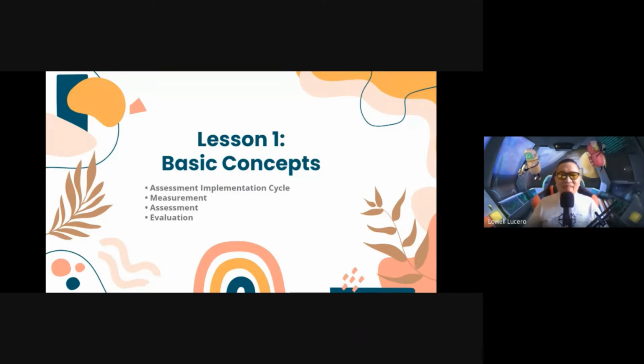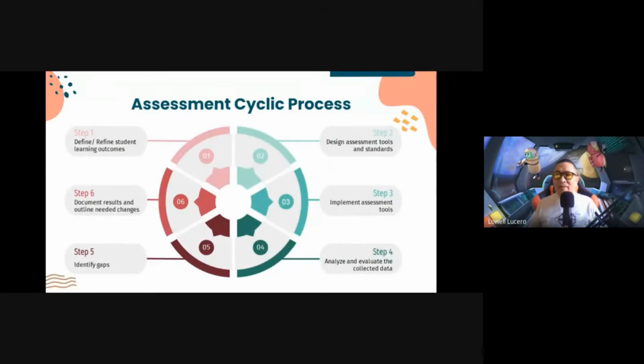Now, let's go back to the concepts. Before we start, I know you have read this already, but as I've said, this is only a recap of this topic, the basic concepts. So the assessment actually starts with the cyclic process. The cyclic process starts with the definitions or refinement of student learning outcomes. If you have seen the syllabus, that's part actually of the cyclic process. So it starts with the definitions and refinement now of student learning outcomes based on the input from the stakeholders.